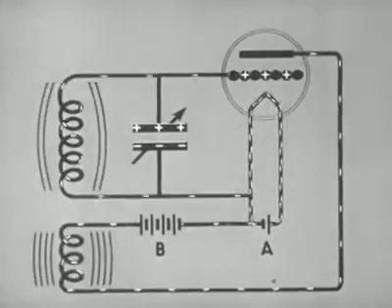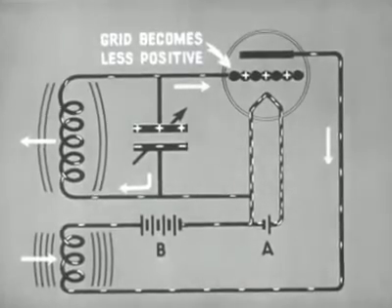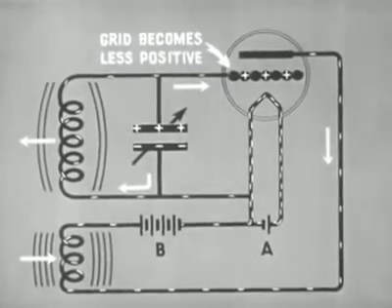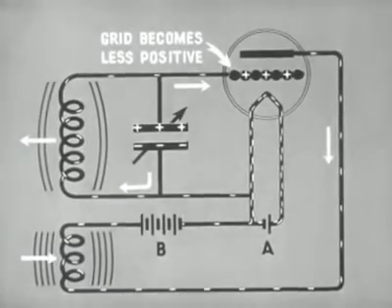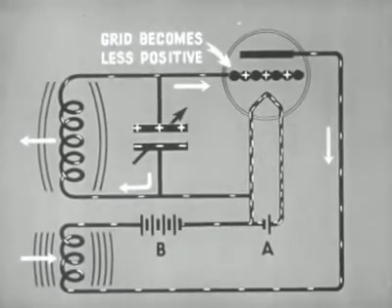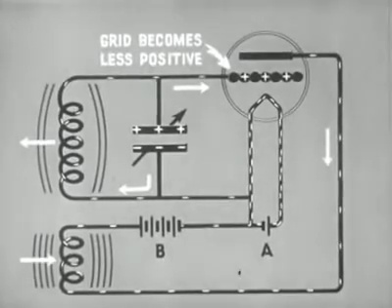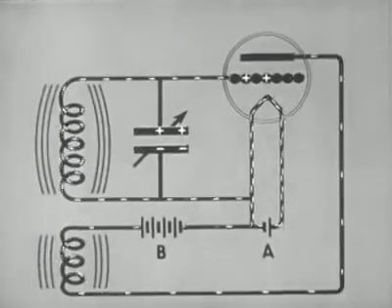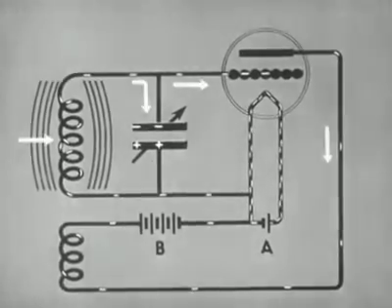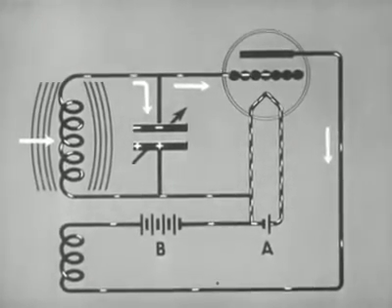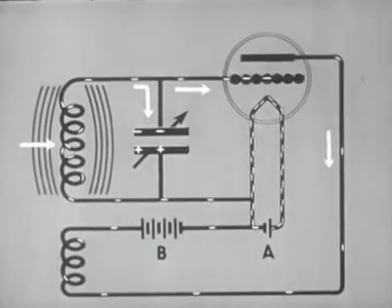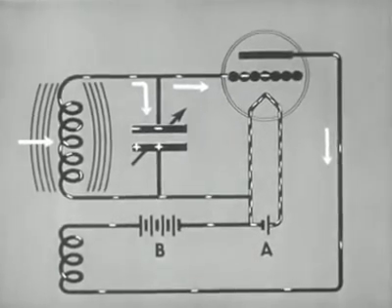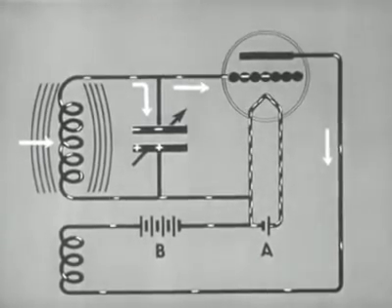Now the condenser discharges, and the radio frequency current in the grid circuit changes direction. The grid becomes less positive, and this reduces the plate current. The collapsing field of the plate coil assists in building up the current in the grid circuit. As the grid reaches a high negative charge, the plate current is virtually cut off. The field of the grid coil collapses and charges the upper plate of the condenser. This completes the entire cycle.